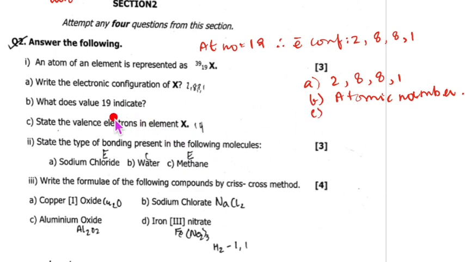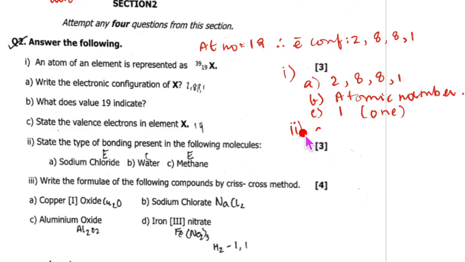Then we come to the next one. State the valence electrons in the element X. Now valence electrons, how many are there? 1. So it will be 1. And write in words also.